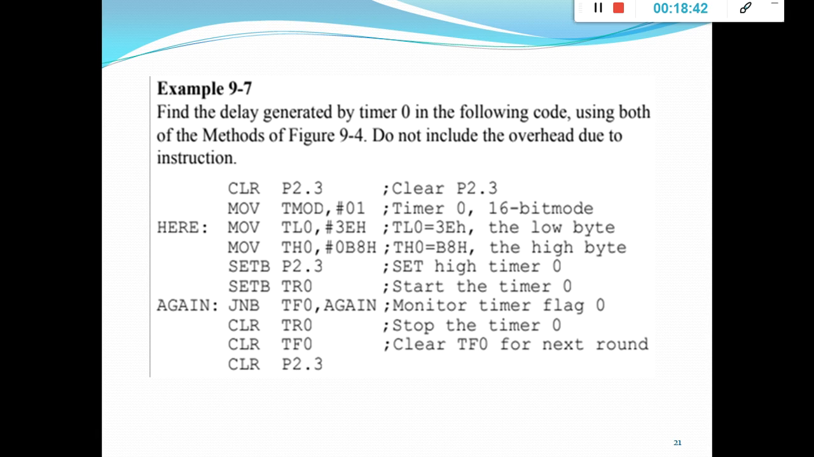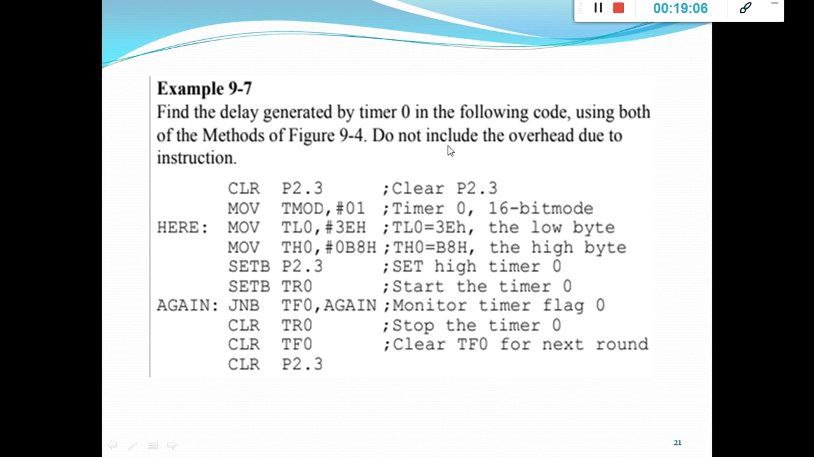Next we'll take one example. Find the delay generated by Timer 0 in the following code using both of the methods. Both methods means you have to use the hex method and also the decimal method to find the time delay. They have also given that you should not include overhead due to instructions.